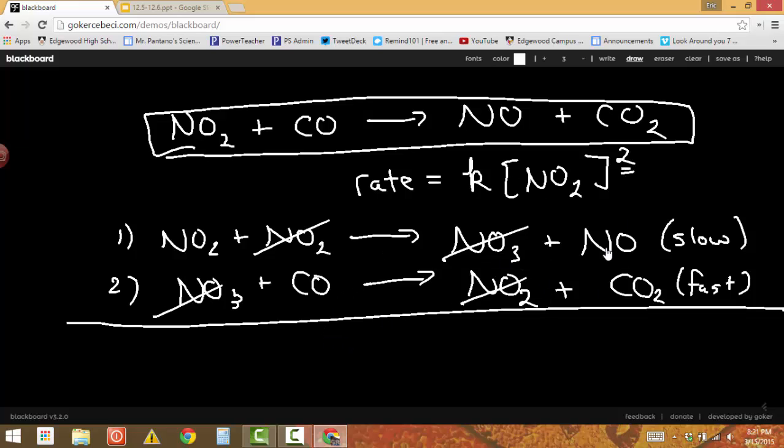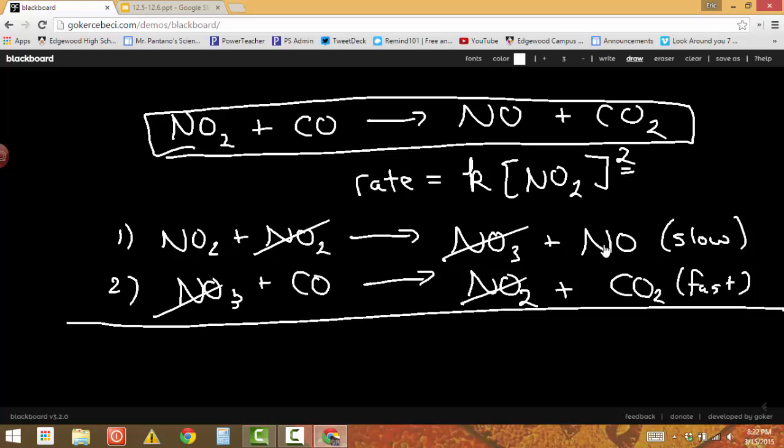Okay? Now, because this first step is measured to be slow, then as fast as this one goes determines how fast the entire reaction goes. So in other words, think of it this way. We've got two NO2 molecules that need to collide with each other in just the right way with just the right energy in order to exchange an oxygen atom. Okay? That doesn't happen very often. NO3 doesn't want to form. NO2 and NO2 are pretty stable as is. It takes a lot of energy and the right collisions for this to happen.